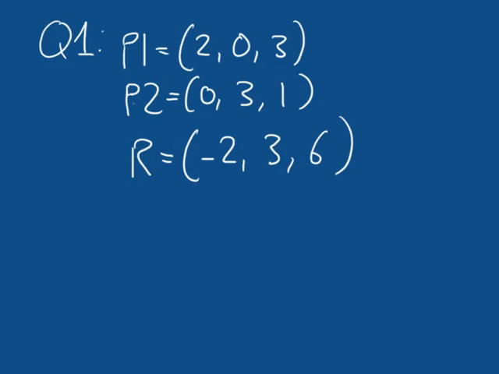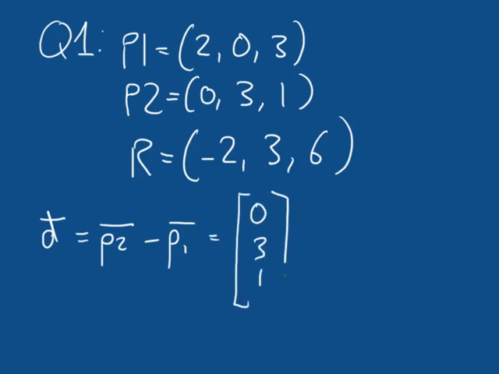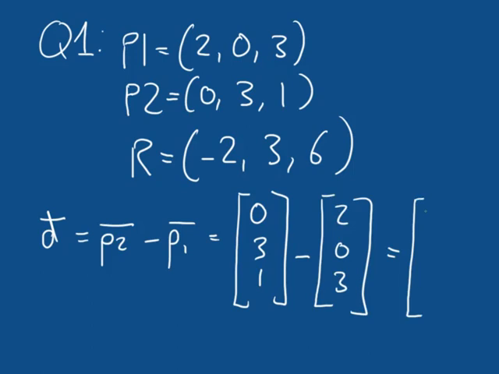Now, the first thing I'm going to do is calculate a vector d. Notice this is d and not d hat. So this is not the unit vector d, this is just the vector d, and I'm going to calculate that as the vector that travels from P1 to P2. So d is going to be equal to P2 minus P1, the position vectors that represent these points, and that's going to give me P2 is (0, 3, 1) minus P1 is (2, 0, 3). So that's going to give me that the vector d is equal to (0 minus 2 is minus 2, 3 minus 0 is 3, and 1 minus 3 is minus 2).